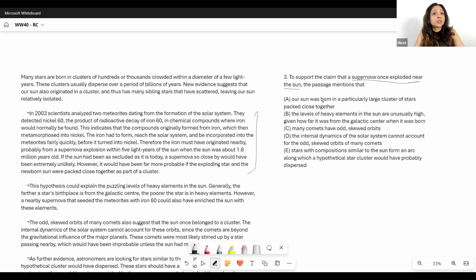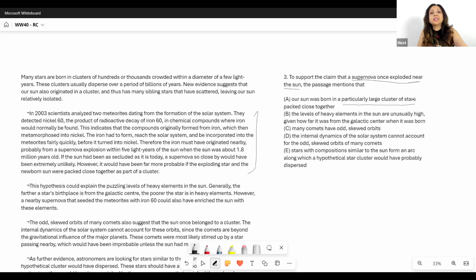Supporting, not proving it. Don't worry about that, right? But supporting. Okay. Now, our sun was born in a particularly large cluster of stars packed close together. This is not given anywhere. The passage does not mention this anywhere, right? It's a stated detailed question.